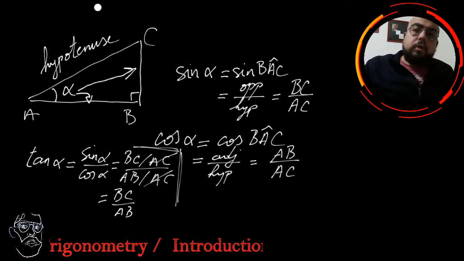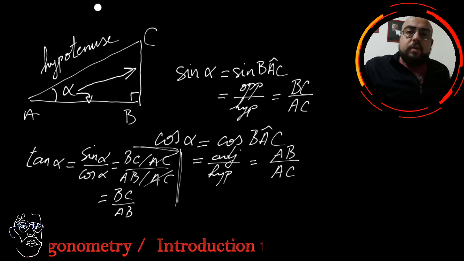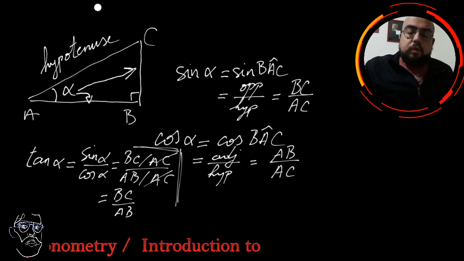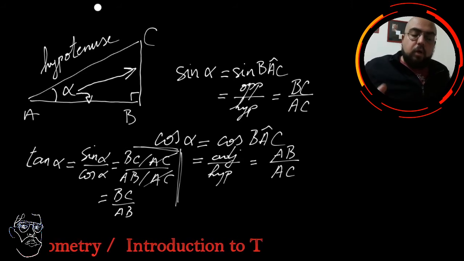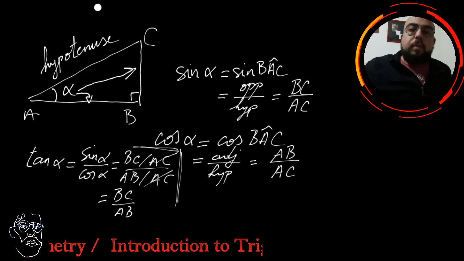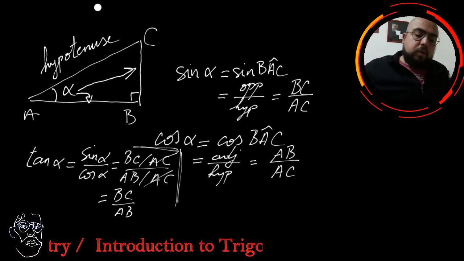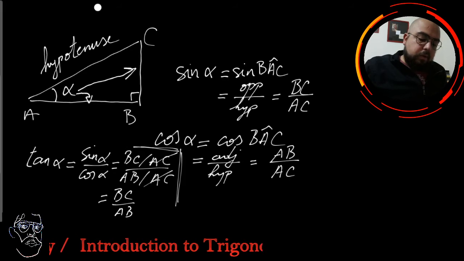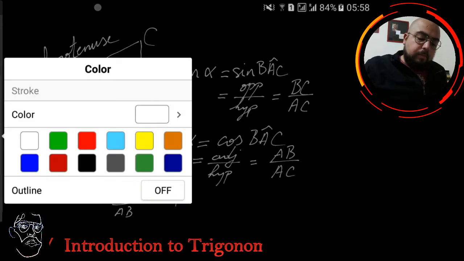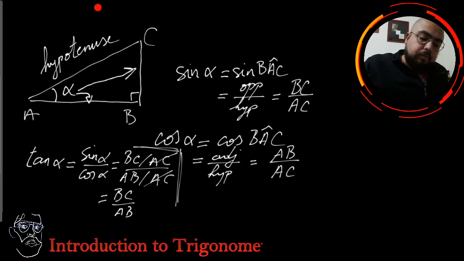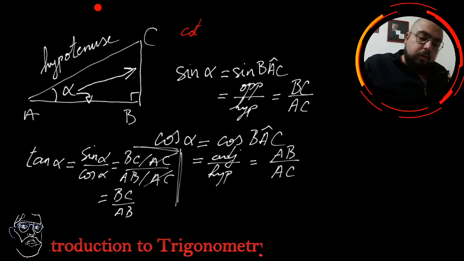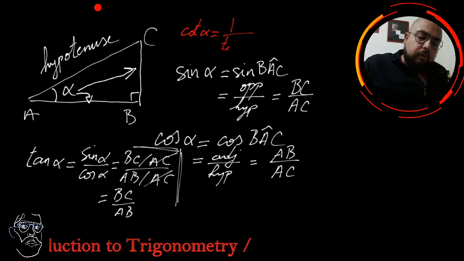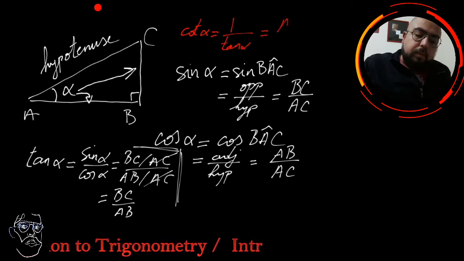As for the cotangent, it is the reciprocal function of tangent. So it's 1 over tangent alpha. Automatically it will be AB over BC. So in case you want to add the cotangent, I'm going to add it in a different color. So cotangent alpha, it's 1 over tangent alpha, is equal to AB over BC.